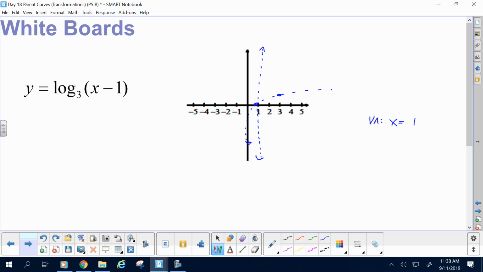All right. What about this point 1, 0? When it's shifted right 1, it's 2, 0. So you should have the point 2, 0 as an essential point. And what about the point 3, 1? When it's shifted right 1, the x will change. It becomes 4, 1. So you should have those 2 points and an asymptote of x equals 1.